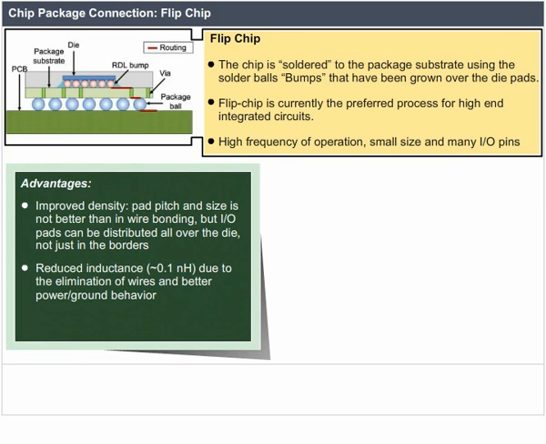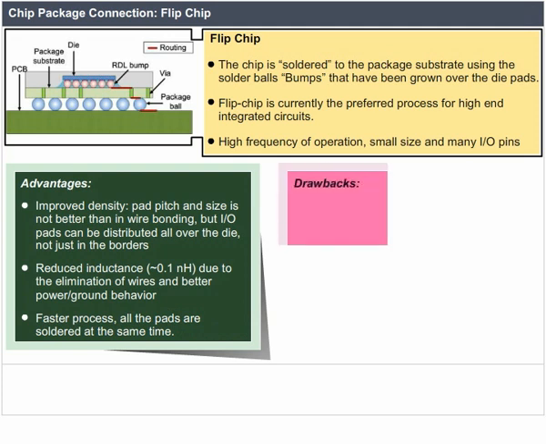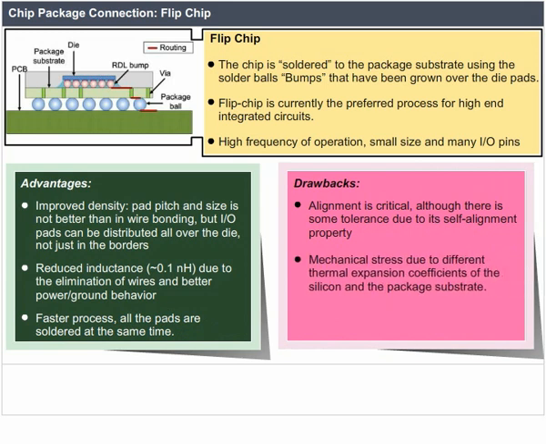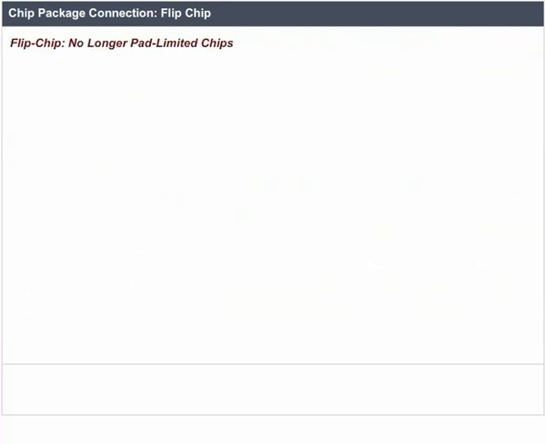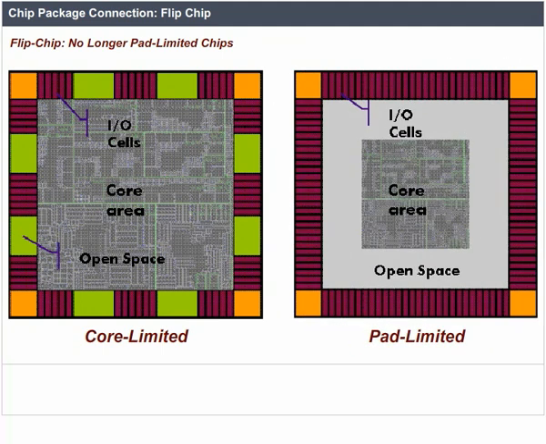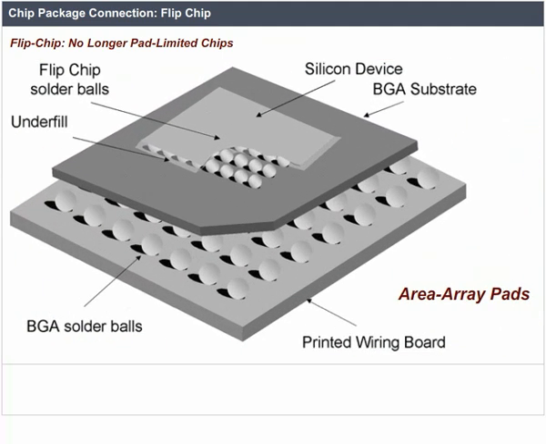Reduced inductance due to the elimination of wires and better power and ground behavior. Faster process. All the pads are soldered at the same time. Drawbacks. Alignment is critical, although there is some tolerance due to its self-alignment property. Mechanical stress due to different thermal expansion coefficients of the silicon and the package substrate. Flip chip. No longer pad limited chips. Core limited, pad limited, area array pads.